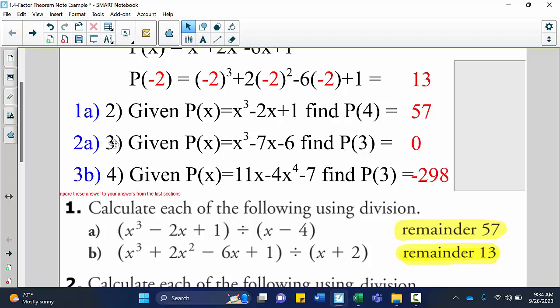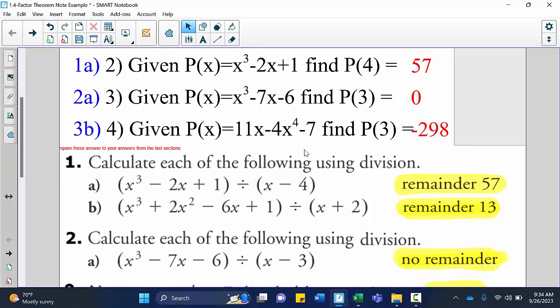What we really want to pull from this then is when we get an answer of 0. Subbing in the 3 in this third case got me an answer of 0. 3 to the exponent 3 is 27, minus 7 times 3, 21. So 27 minus 21 minus 6 is the answer 0. And what that tells me again is I'll have a remainder of 0. Not no remainder here, a remainder of 0. But it means really that when we do the division of x cubed minus 7x minus 6 divided by x minus 3, it divides perfectly evenly, and x minus 3 is actually a factor of the original expression.